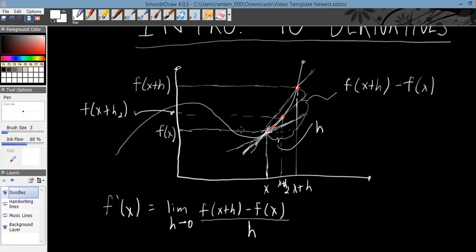You may be wondering, well, what if we let h approach 0 from the left? Would the slope of the line in the limit as h approaches 0 still be the slope of this tangent line? Well, let's see. Let's say x plus h were here. Well, then the line, so here's x, the line would be this line here. Now let's say x plus h were here. Then the line that we'd be considering the slope of would be this line here.